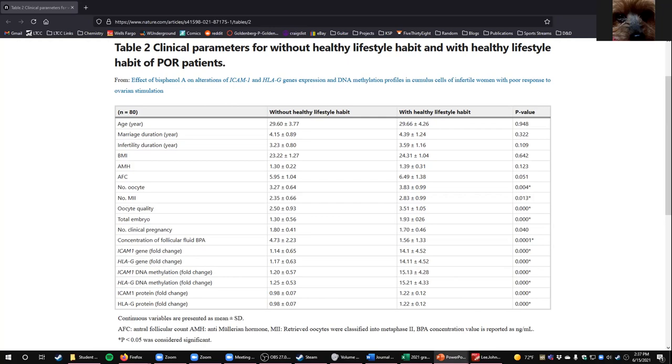And then we talked about the BPA level in the follicular fluid. And look at the ICAM1 gene and the HLA gene. Over here with healthy women, we have 14 versus 1 in the unhealthy lifestyle group. Anyway, it's just crazy, the differences. And these are women that, besides their lifestyle habits, like I said, with BMI and everything, are on the same playing field. They're just doing different things with their day-to-day activities. So I think that's really interesting.